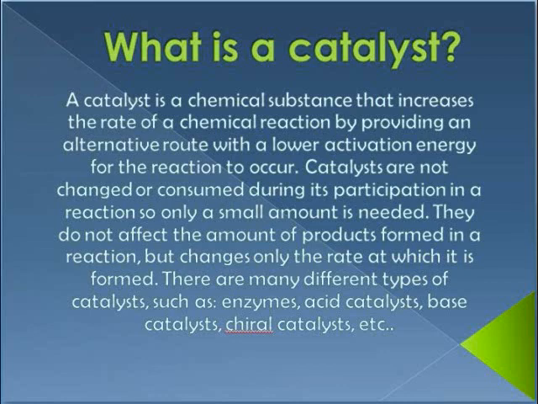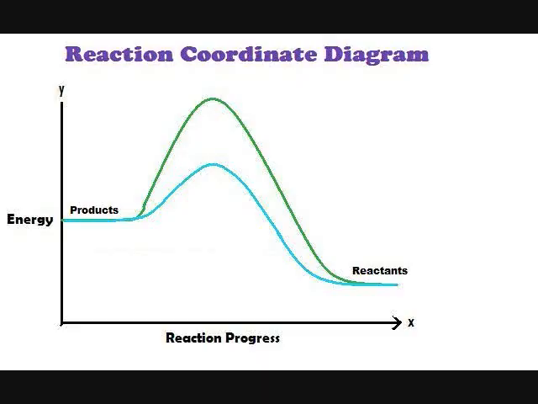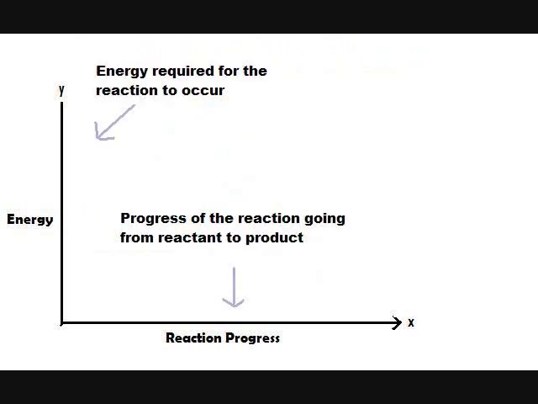is formed. There are many different types of catalysts, such as enzymes, acid catalysts, base catalysts, chiral catalysts, etc. This is a reaction coordinate diagram that shows the energy required for two reactions with and without a catalyst. The y-axis is the energy required for the reaction to occur, and the x-axis is the progress of the reaction going from reactant to product.